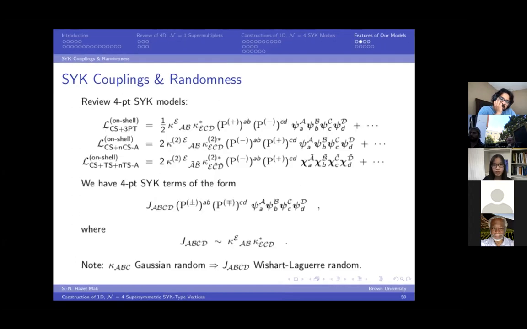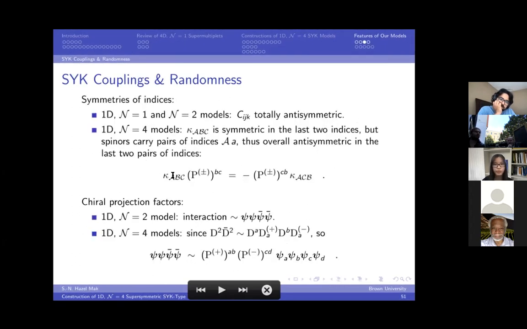I want to mention one thing: this kappa ABC, this B and C is actually symmetric because we use bosonic superfields to construct these vertices. But in the n=1 and n=2 models in literature, the CIJK thing is totally anti-symmetric.